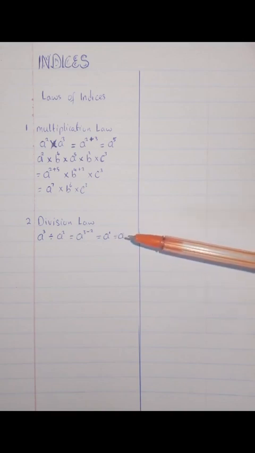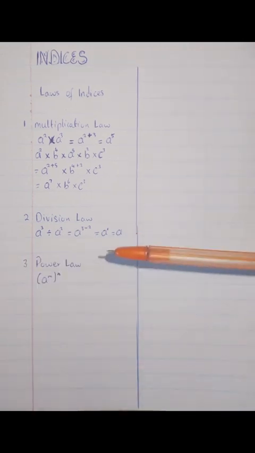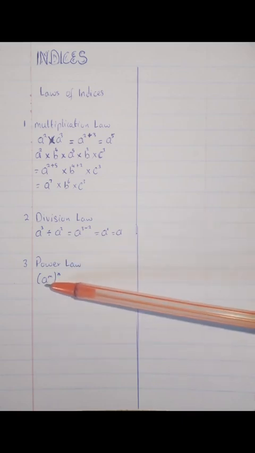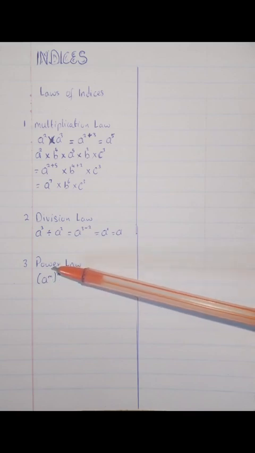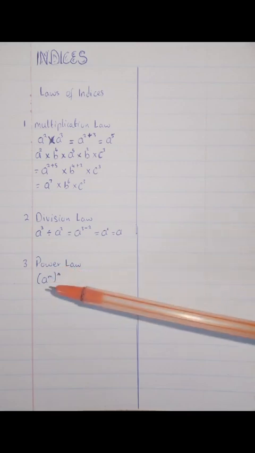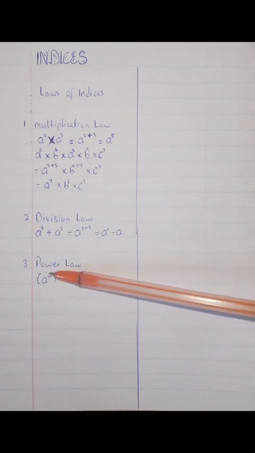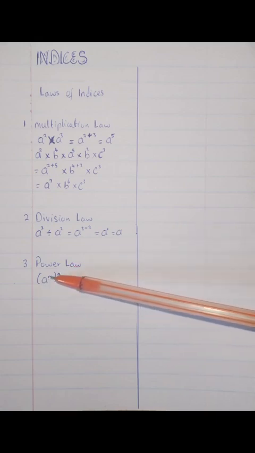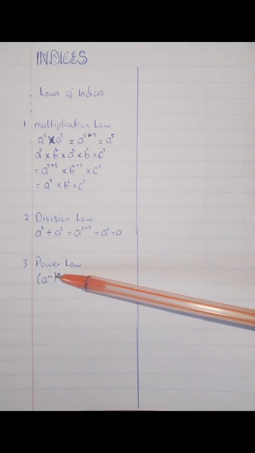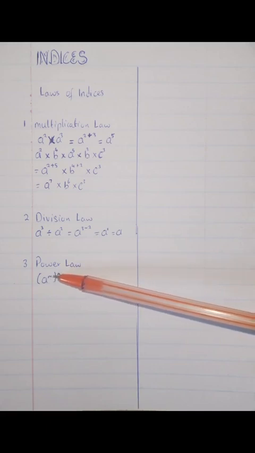The next law we are looking at is the power law. For the power law, when you have something like a raised to the power of m, in brackets, raised to the power of n, sometimes you see questions like this: a number raised to a certain power, enclosed in brackets, raised to the power of another number. What you just have to do is m times n. So the answer is a raised to the power of m times n, which is mn. So we have a raised to the power of mn.